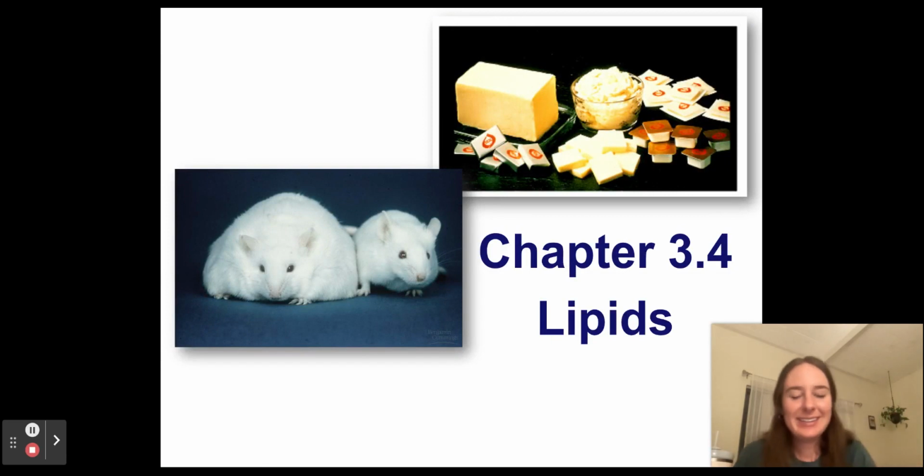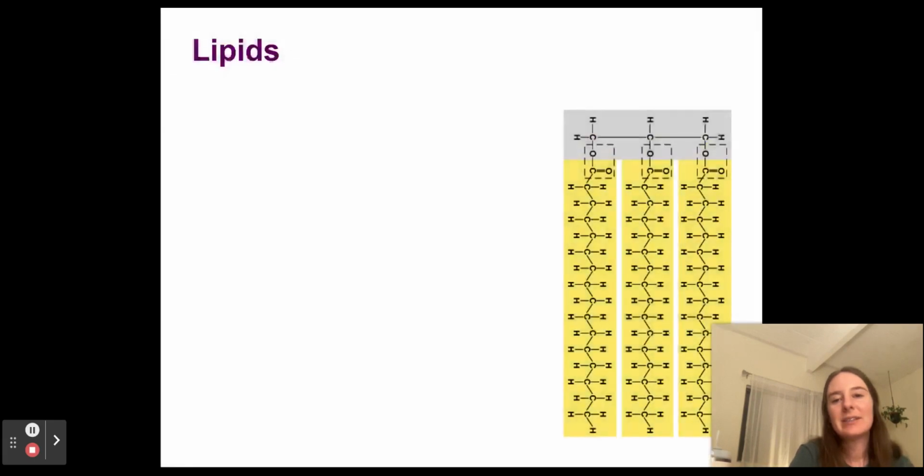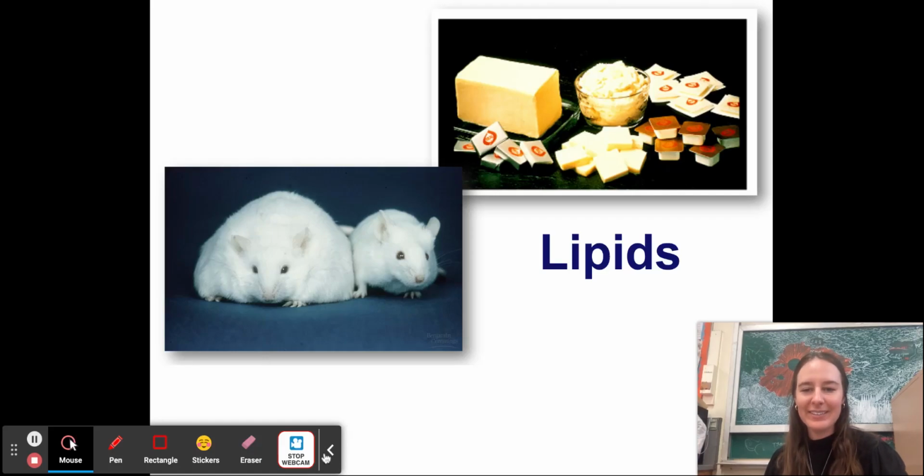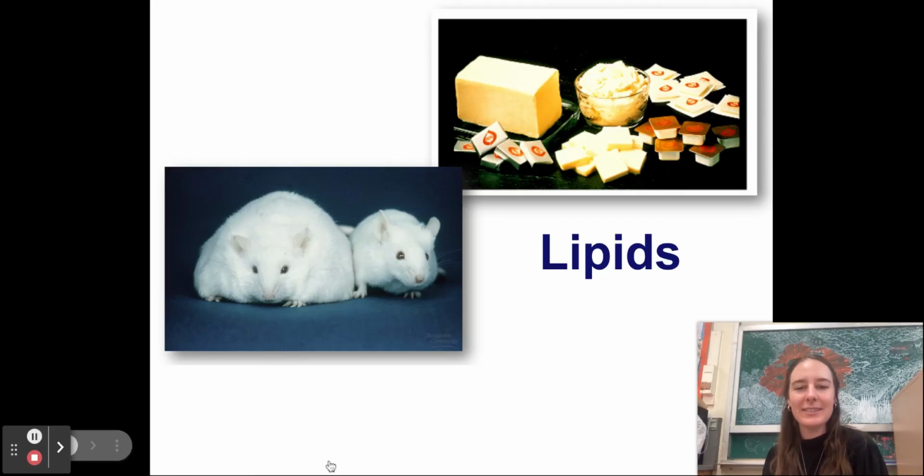Okay, next, lipids. There's more. Lipids are our next macromolecule. And when you think about lipids, you think about fatty foods. Another word for lipid is fats. And we're going to talk more about their structure. All right, so the next macromolecule we're going to discuss are lipids.